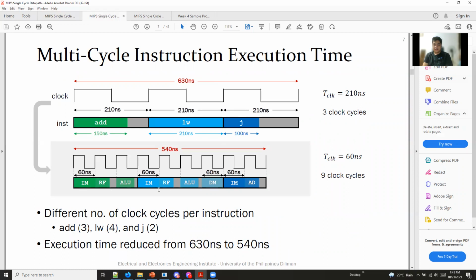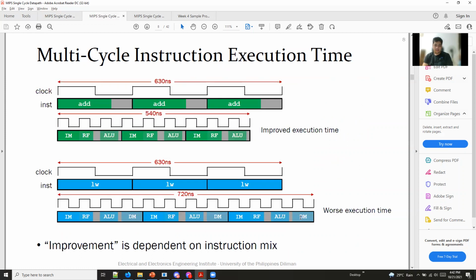Ngayon kung yung longest na operation or yung longest na sub-operation yung take note natin, what is si IM, 60. So yung IM, RF, tsaka ALU tig 60. Tapos ito, tig 60 rin yung mga to, tig 60 din yung mga to. Since ito, may nawalang parts dito, so mababawasan yung number of clock cycles nila. And then, ayun, so yung total number of clock cycles dito natin, 9. 9 times 60 is 540 nanoseconds. So, pag from yung single cycle na 630 nanoseconds, pag nag-multi-cycle tayo, 540 nanoseconds na siya.